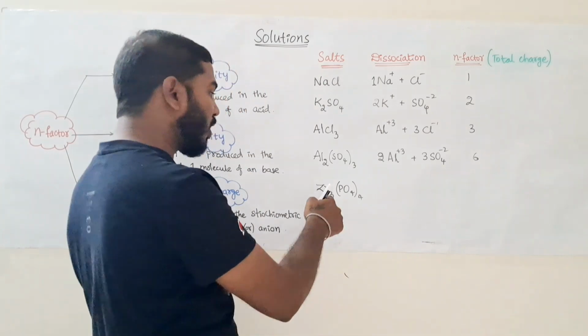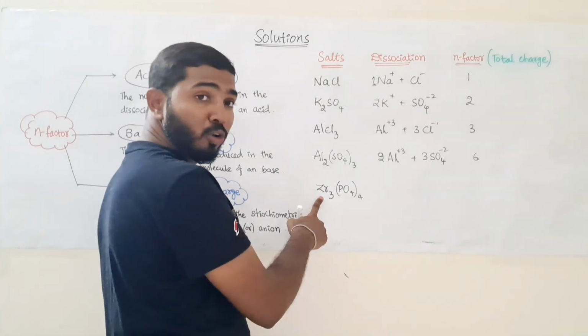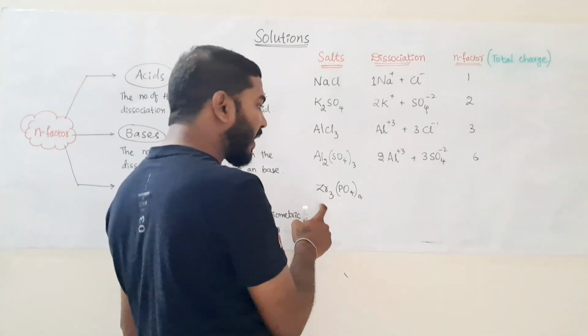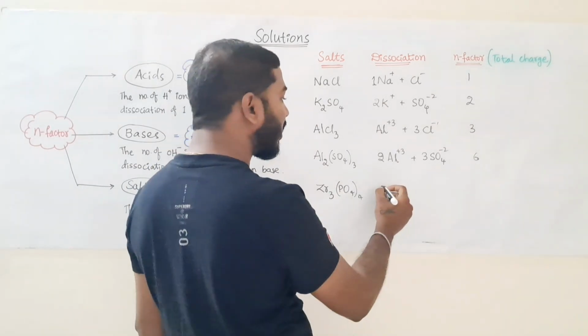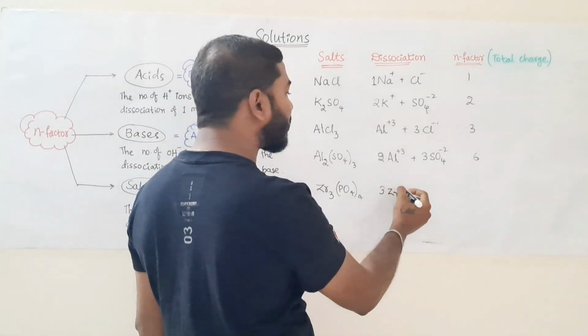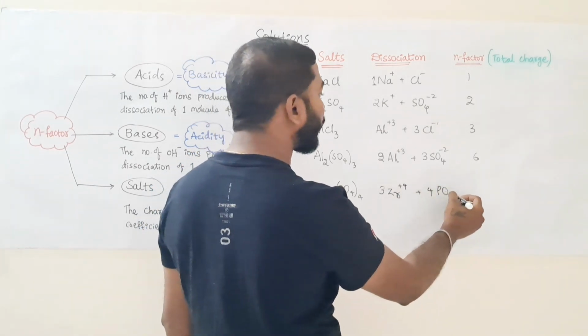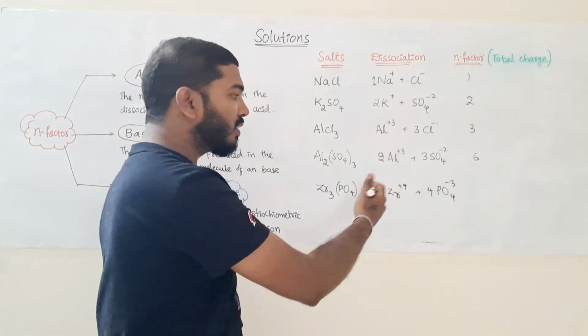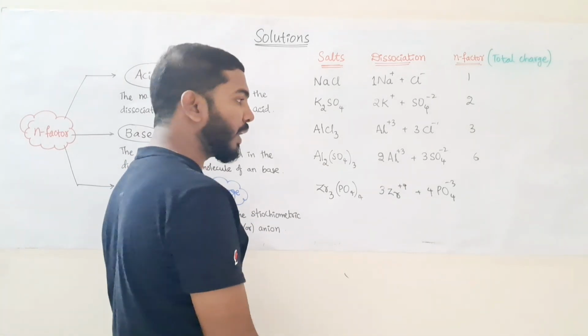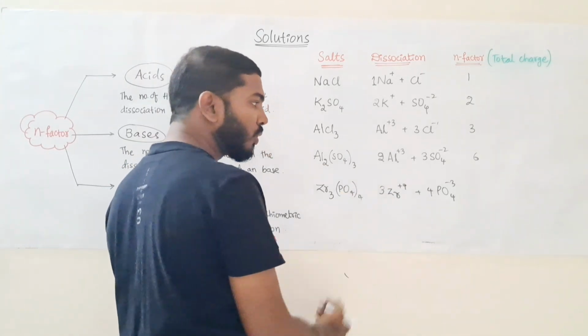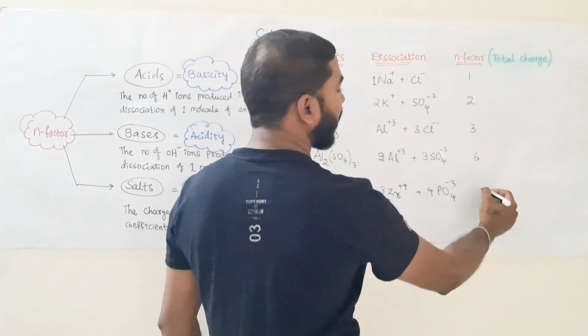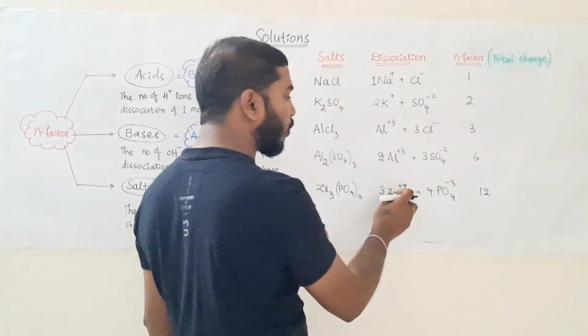Hope it is clear. And now please have a look at zirconium phosphate. Try to understand. If you can see the dissociation, we are going to get 3 Zr plus 4 and then 4 PO4 minus 3. So what is the N factor for this zirconium phosphate? Have a guess. I'm going to give you the answer also: the N factor is going to be 12 because 4 into 3.